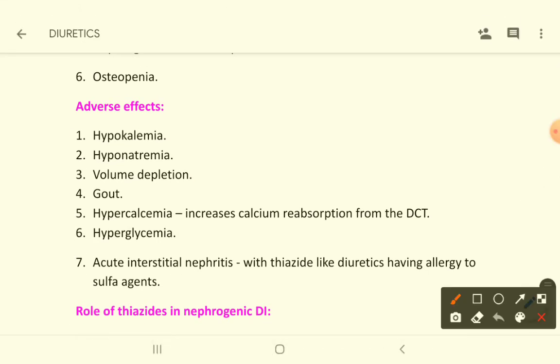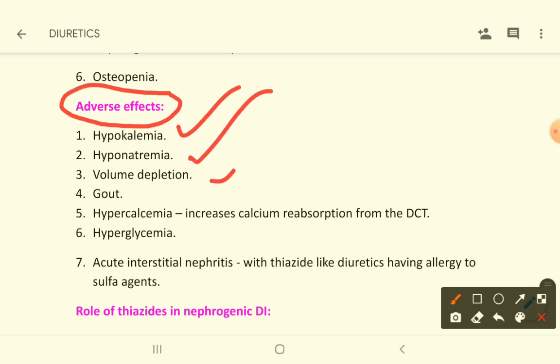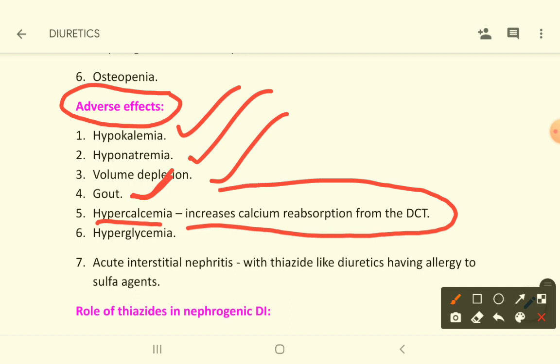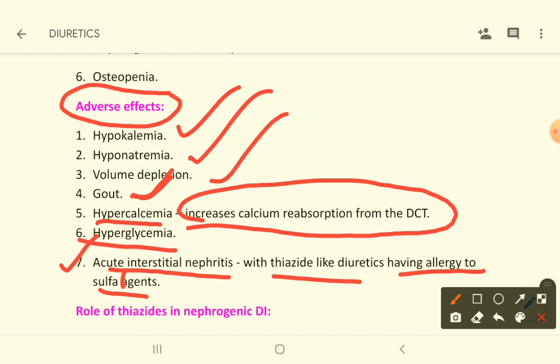Then come to the adverse effects, like hypokalemia, hyponatremia, volume depletion, and gout due to hyperuricemia. Then hypercalcemia. This hypercalcemia is due to increased calcium reabsorption from the distal convoluted tubule. We have talked about this. Hyperglycemia, and acute interstitial nephritis with thiazide-like diuretics in patients having allergy to sulfur agents. The thiazide-like diuretics contain sulfur agents, and in patients who are allergic to sulfur agents, these drugs may cause acute interstitial nephritis.